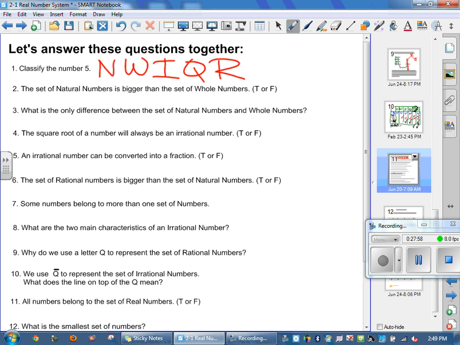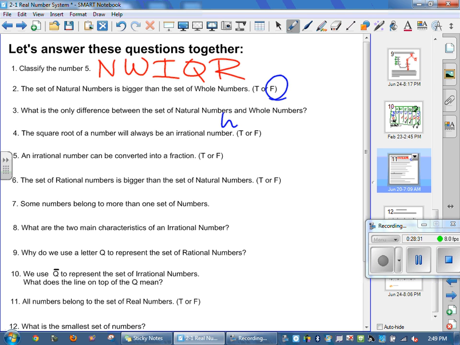Well, if you're not sure, take a look at the size of the boxes that I have here in my example. So it says, is natural bigger than the wholes? No, the whole numbers have 1 extra number. They have 0, so that's false. The next question, what is the only difference between natural and whole? Zeros. Whole has 0. Okay, so the whole includes 0.